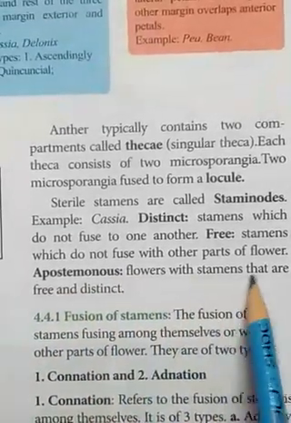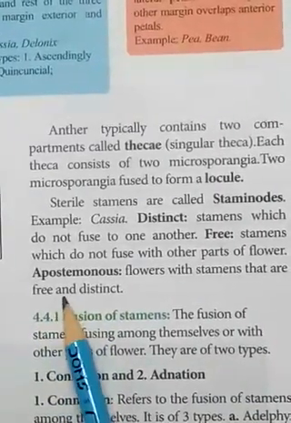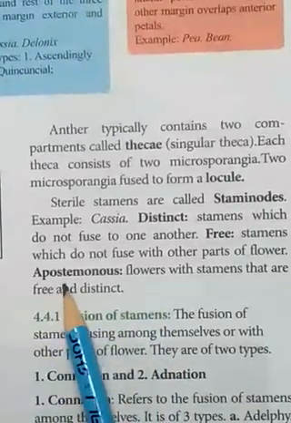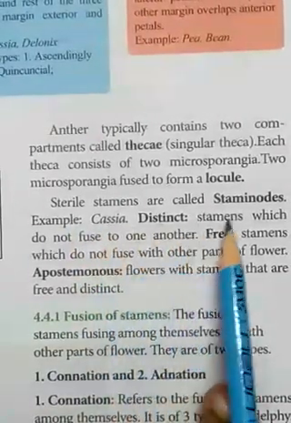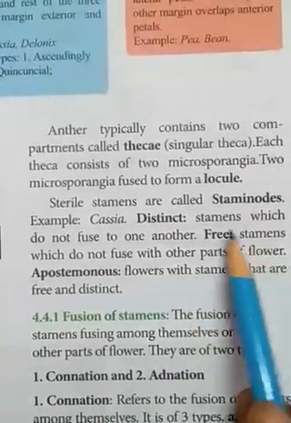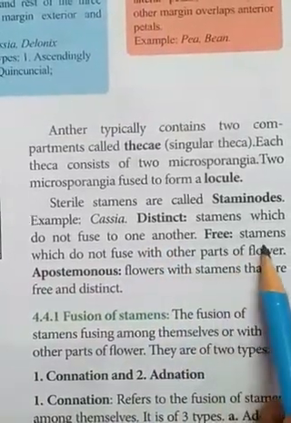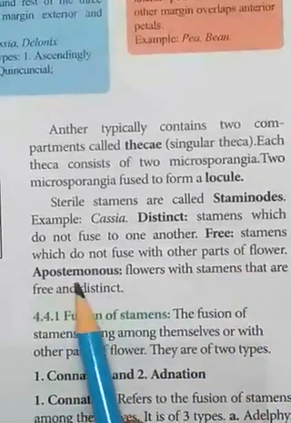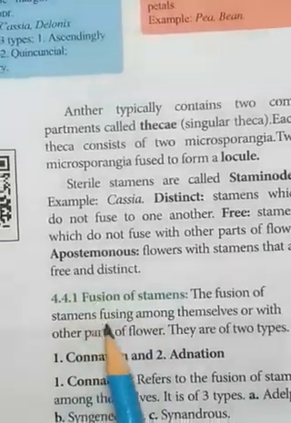Episepalous, flowers with stamens that are free and distinct. When the stamens are free from each other and are not attached to any floral parts, we call it episepalous. Sterile stamens are called staminodes. When the stamens do not fuse with each other, it is called distinct. When the stamens are not attached to other floral parts, we call it free. When the stamens are free and distinct, we call it episepalous.